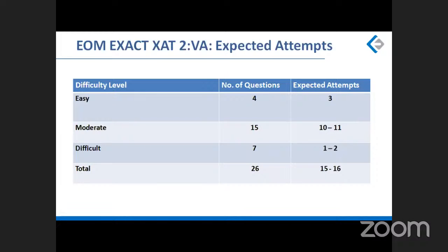Verbal: 7 easy questions, 15 moderate questions, 7 difficult questions. Expected number of attempts is pretty much along these lines: easy, you try to attempt all of them; moderate, you try to attempt two-thirds of them; difficult, ideally you should not attempt any of them. But you guys are going to get attracted to the difficult questions here and there. So I think, okay, if it happens by mistake, it happens. So 15 to 16 attempts.